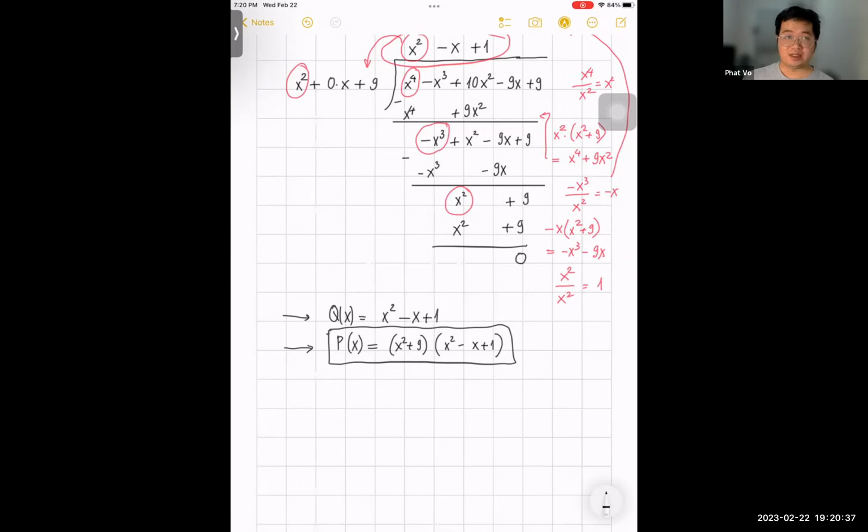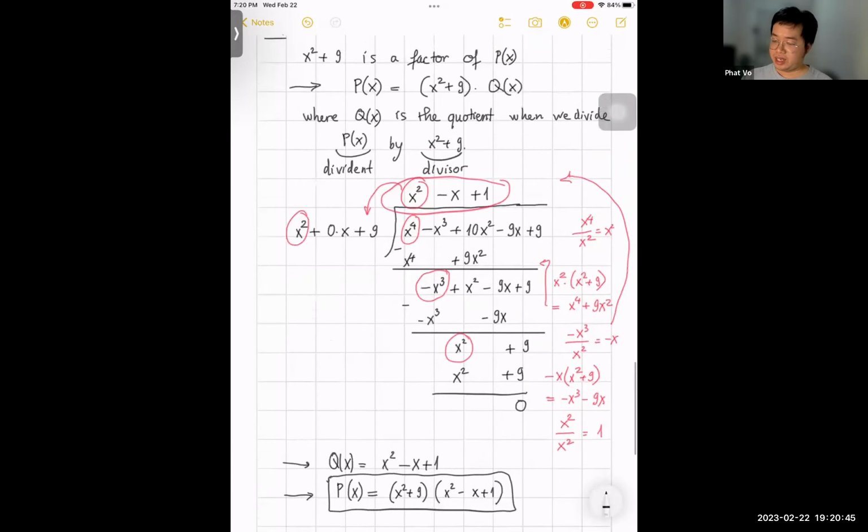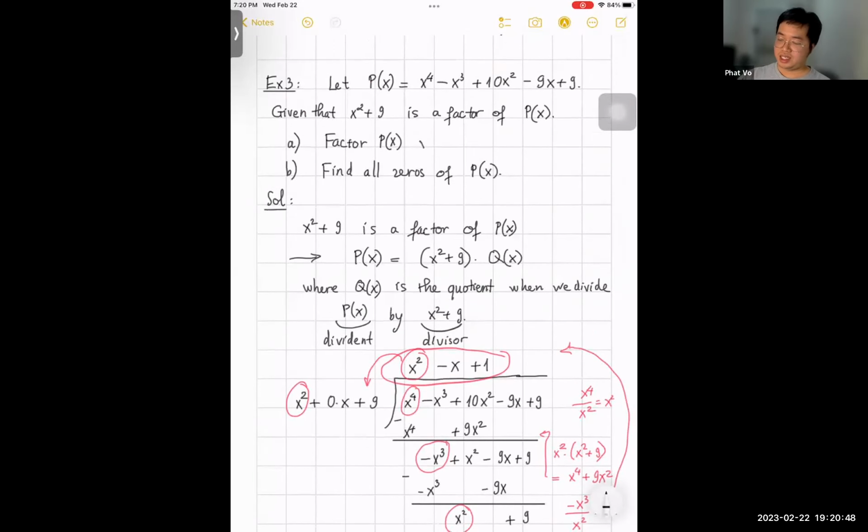In the case you can factorize the polynomial Q(x), you can continue to do this. But in this case, we cannot factorize this. And that we finish question A, factor the polynomial P(x). So now we move on to question B. We need to find all the zeros of P(x).